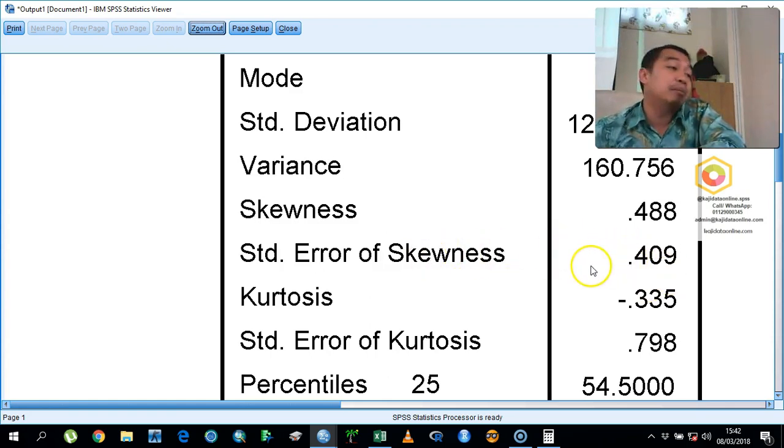Or as I said earlier, the rule of thumb is you look at the standard error of the skewness and then multiply it by 2.